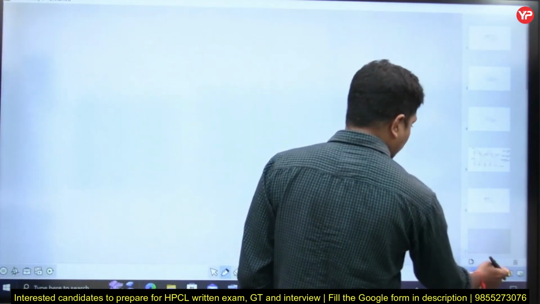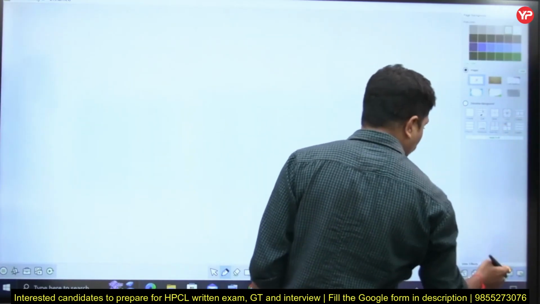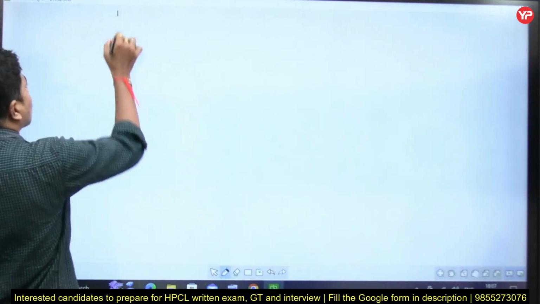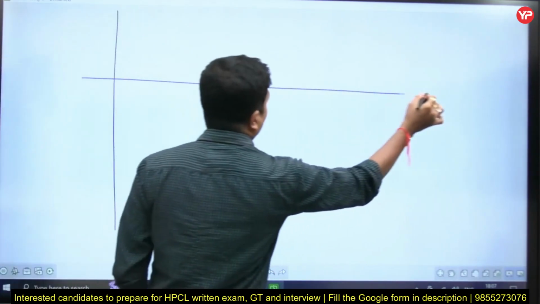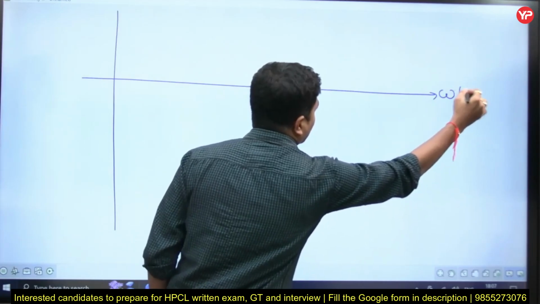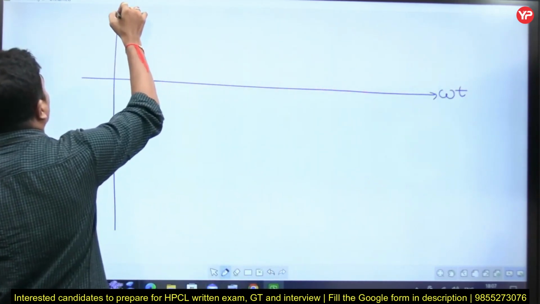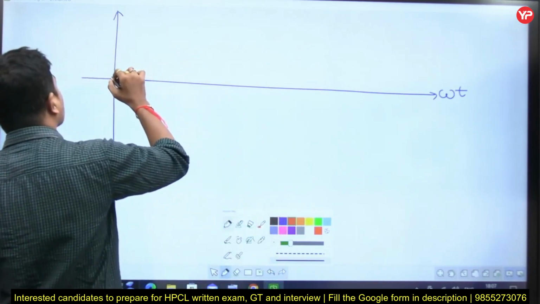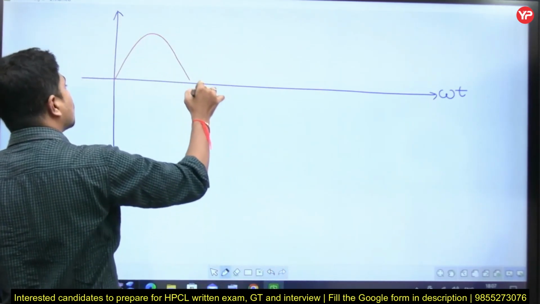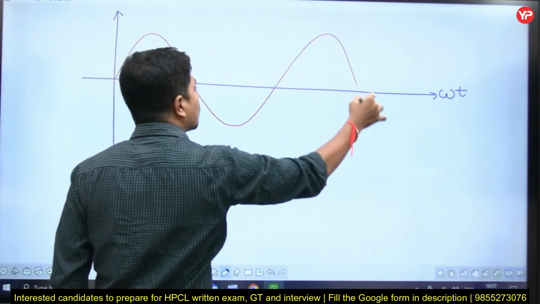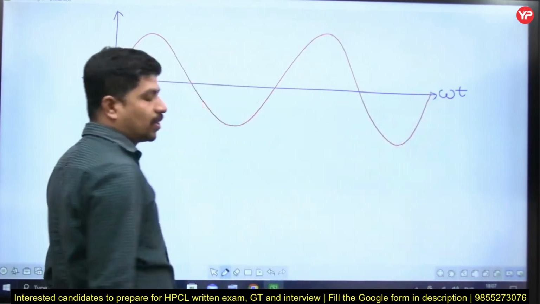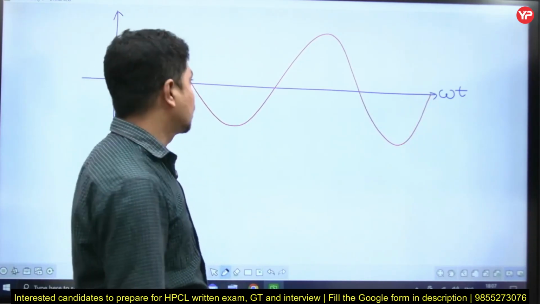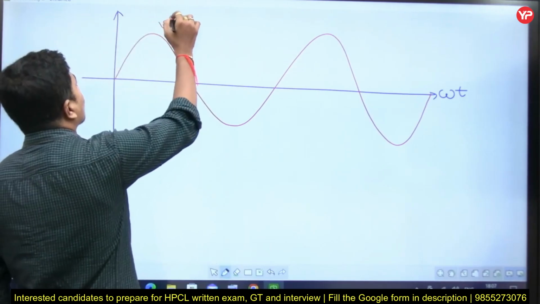Let us draw. The previously learned concept is going to be useful for us. I am drawing the same as the previous question. On this reference, both voltage and current I am going to take. Let me draw the voltage first. This is the voltage. I am taking 2 full cycles, which means 720 degrees. 1 full cycle means 360 degrees, half cycle 180, quarter cycle 90 degrees. This is voltage V of t.